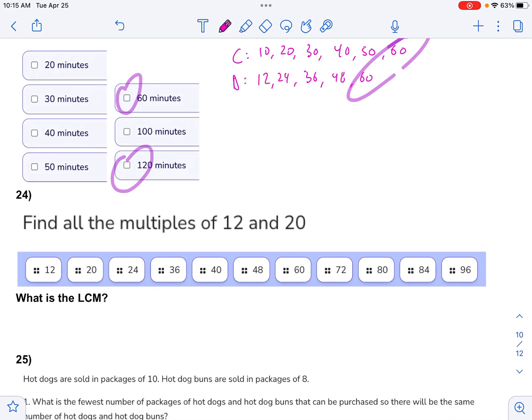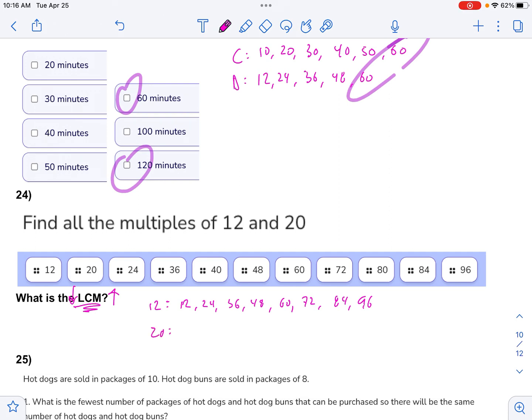Find all the multiples of 12 and 20. Okay, we're not going to find all of them because it's endless. But let's find a bunch of them because we're ultimately trying to find the least common multiple. So we're trying to find the smallest, a big number. So I'm going to do 12, 24, 36, 48, 60, 72, 84, 96. Those are all the multiples of 12, and I get them from here. And here's all my choices.